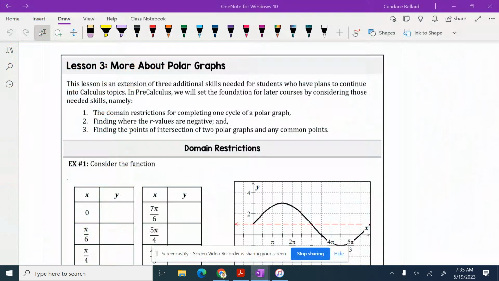Okay. The first thing we're going to look at is domain restrictions. So take a minute and just read through this little section right here. Okay.